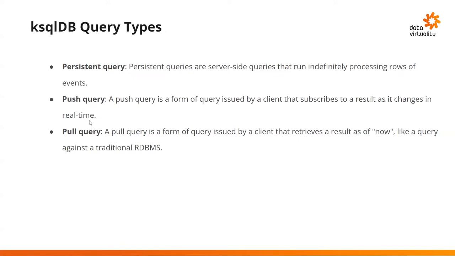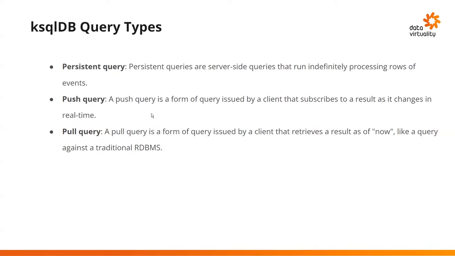So that is something that is probably a challenge in data virtualization. When we're joining it to other data, we want a pull query. A pull query is a form of query issued by a client that retrieves a result as of now. Exactly my point, like a query against a traditional database management system. So in my opinion, that is a very good way to integrate data virtualization.